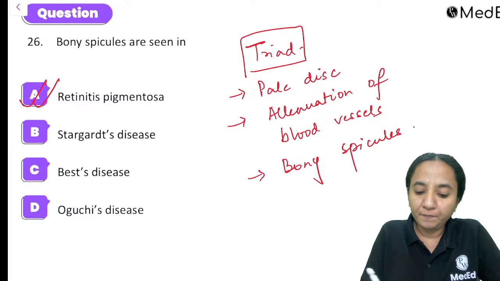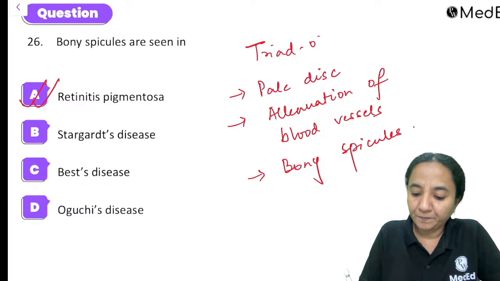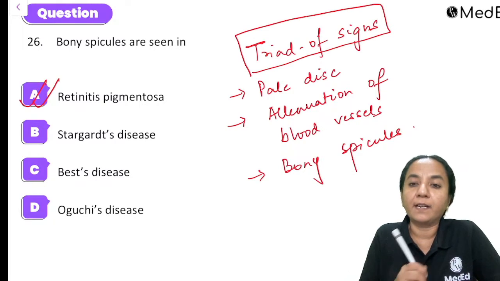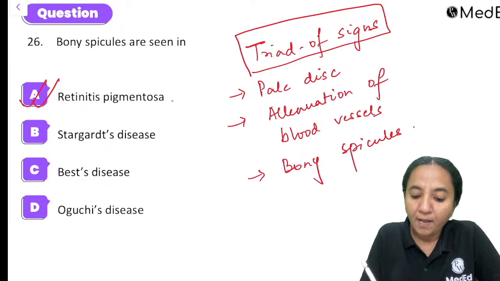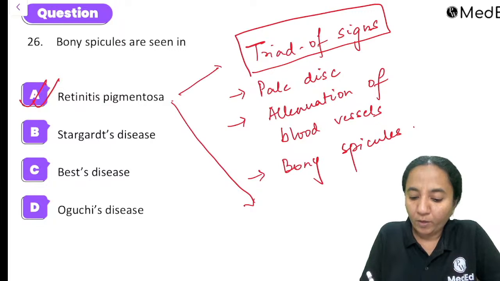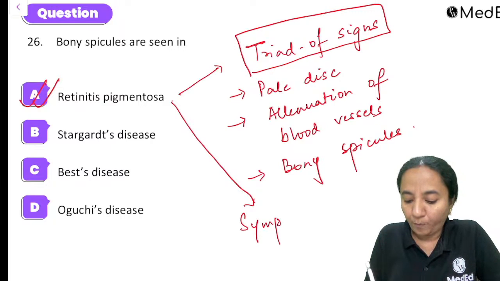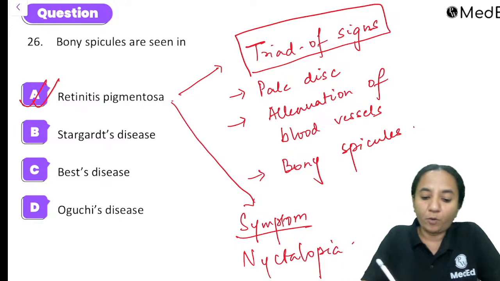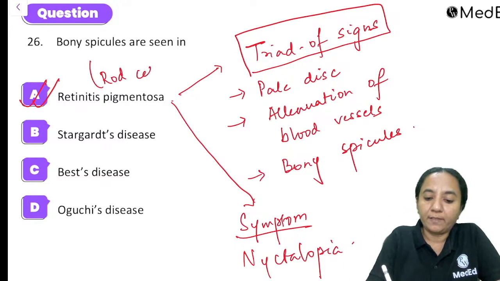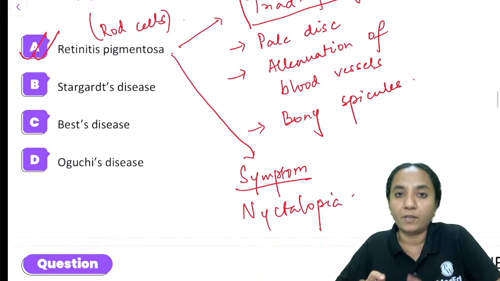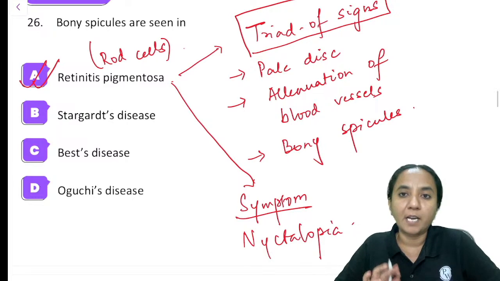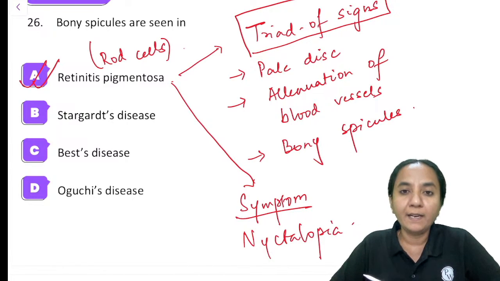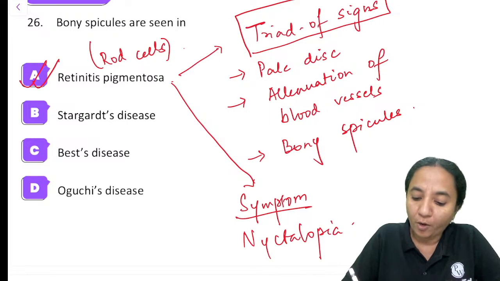And what is the symptom in retinitis pigmentosa? Retinitis pigmentosa is a dystrophy of the rod cells of the retina. So therefore it presents with what? The symptom is nyctalopia, that is night blindness. Both these are MCQs. So which cells of the retina are involved? Answer is rod cells. What is the symptom? The answer is nyctalopia. What is the triad of signs? Pale disc, attenuation of the blood vessels, and bony corpuscles.